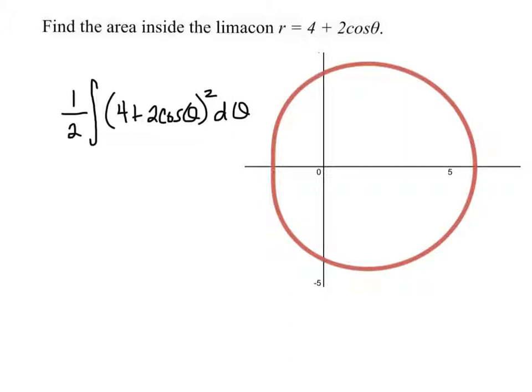The bounds on this, well, this one really is as easy as 0 to 2 pi. And how we would know that: if I plugged in 0, 4 plus, well, the cosine of 0 is 1, so 4 plus 2 is 6. And if you go around here, let's say you plugged in pi, cosine of pi is -1, so it's 4 minus 2. So this right here is theta equals pi. So 2 pi brings us back to where we started and encloses the whole area.